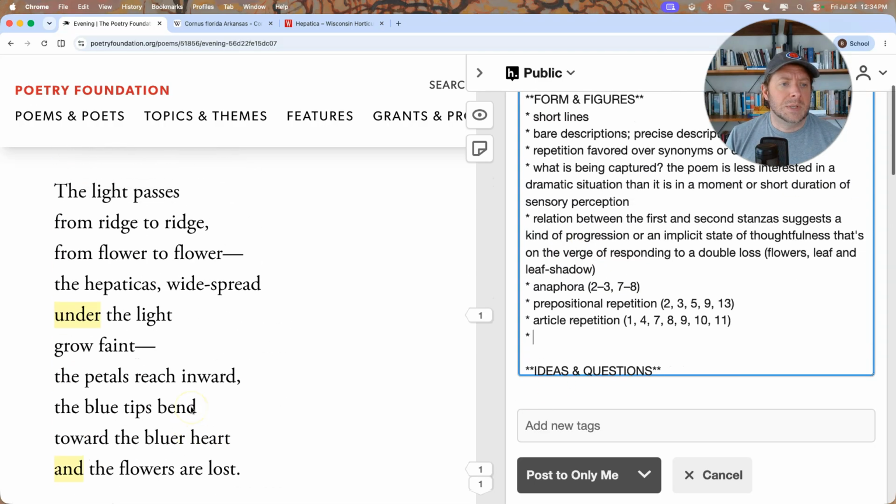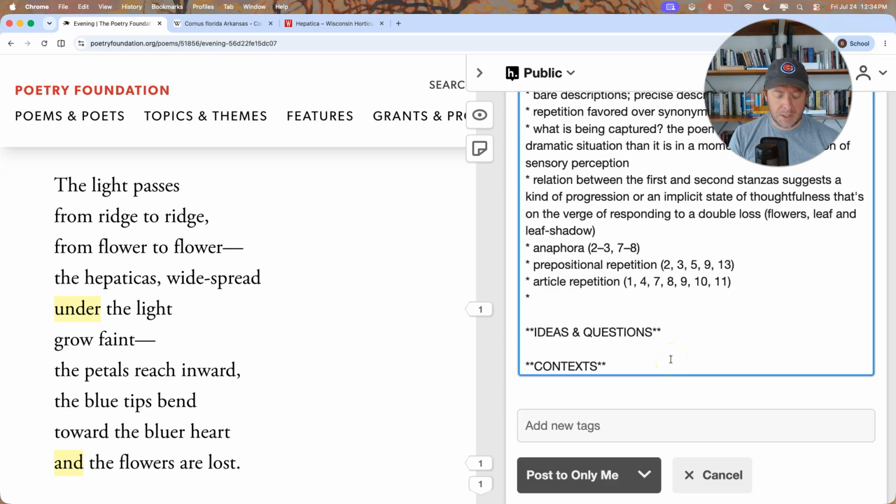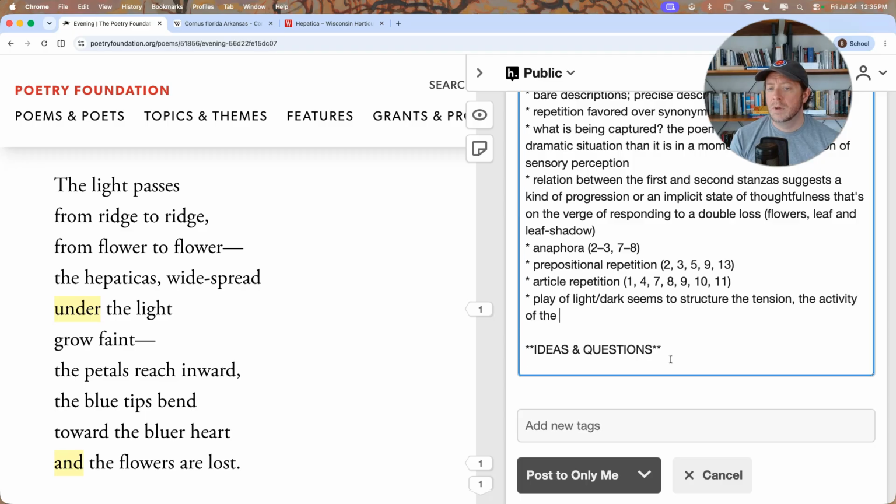What other figures do we see? Light passes from ridge to ridge, from flower to flower. I do think we see the play of light and dark, right? It seems to structure the tension, the activity of the poem and its prose sense.